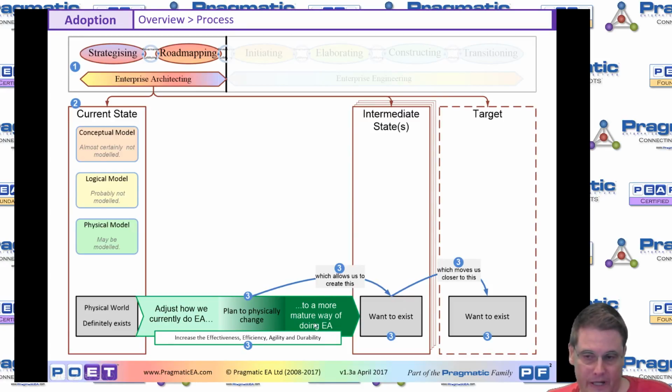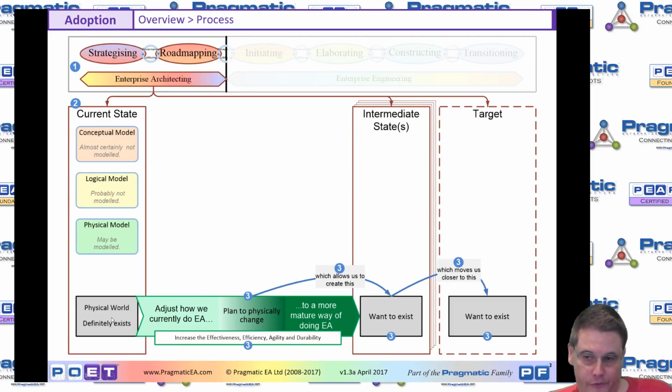So when we say we're going to adjust how we currently do EA to a more mature way of doing EA, what we're saying is in the future this is physically how we want to do enterprise architecture, and that may be based on some kind of much longer target state of how we want to do enterprise architecture, because we're not necessarily going to change everything in one go. There are potentially going to be some intermediate states. Why are we doing this? Because we want to increase the effectiveness, efficiency, agility and durability of how we do enterprise architecture.